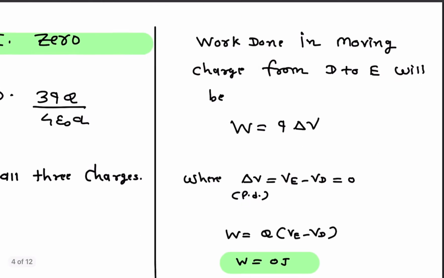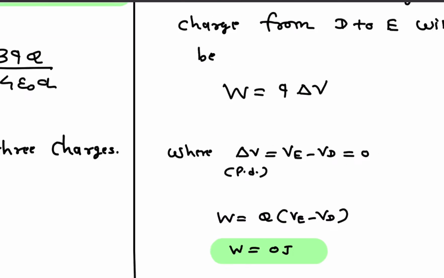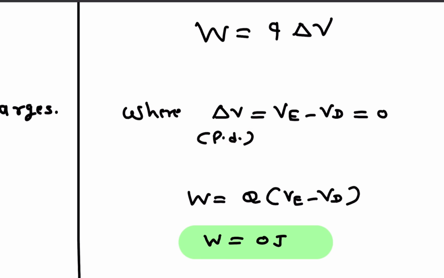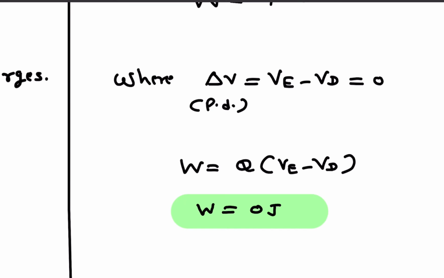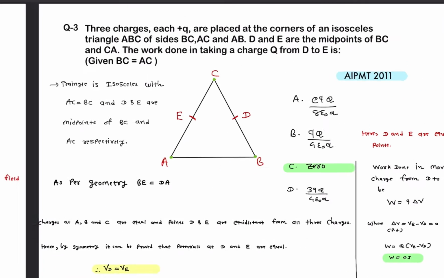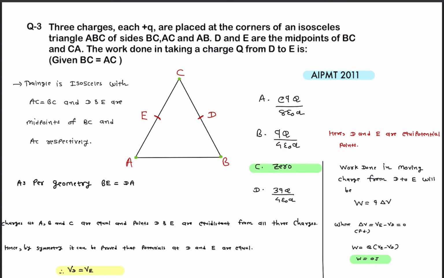So no work is done in transferring the charge from D to E, because the potential difference is 0, because here the D and E points are equipotential points. So W is equal to Q times (VE minus VD), and both are equipotential points, so there is no potential difference between these 2 points. That's why the work done in transferring the charge from D point to E point equals 0. Option C is correct. That was asked in AIPMT 2011.